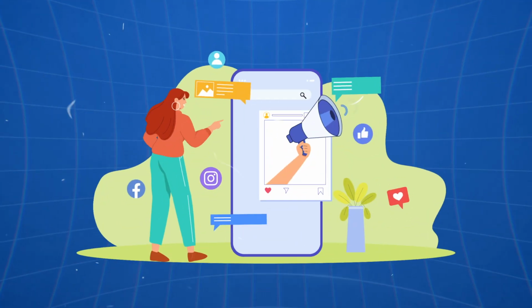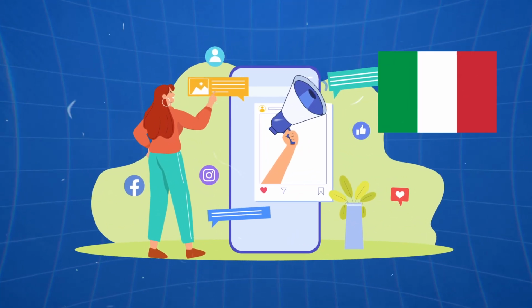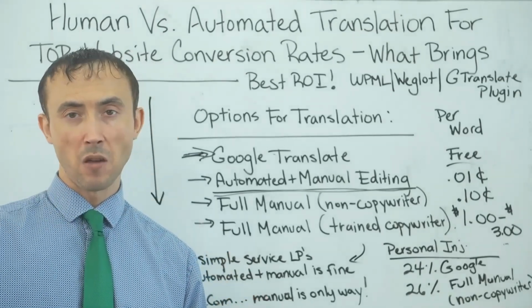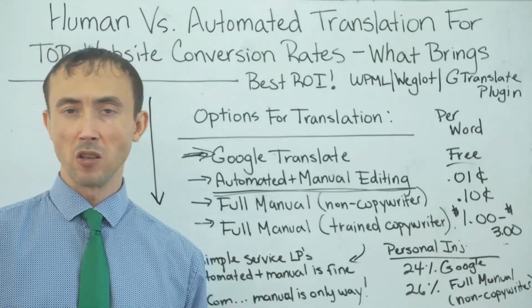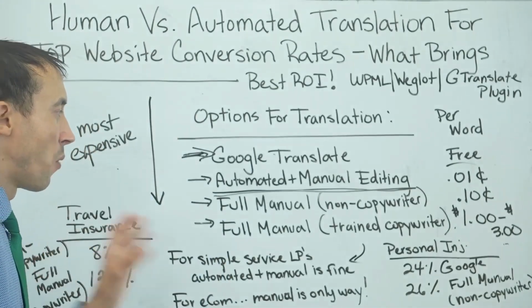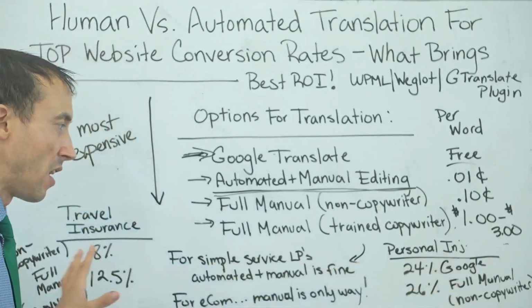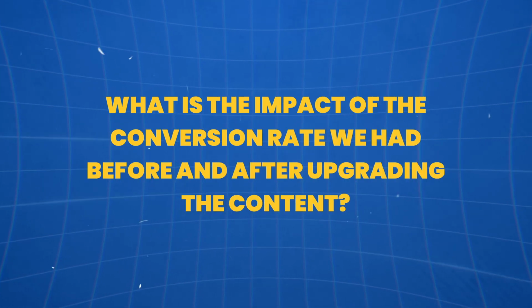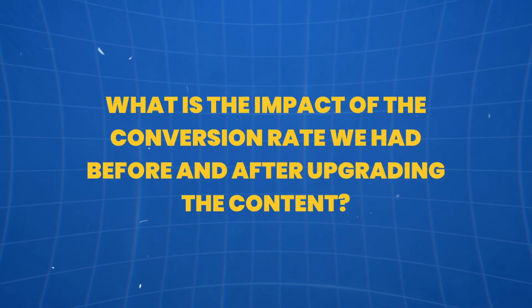If you're advertising in Italy, doing one page for Italian, like I said, and if they speak Italian primarily, you send them to the Italian page. If they speak English, you send them to the English page still, like I was talking about before. But anyway, that said, I wanted to go into what results we got. And results meaning, what is the impact on the conversion rate we had before and after upgrading the content?